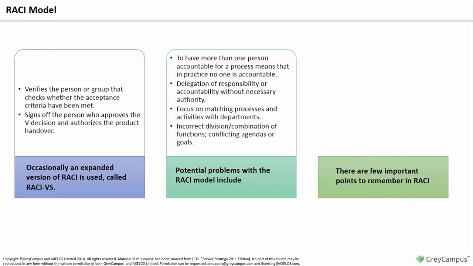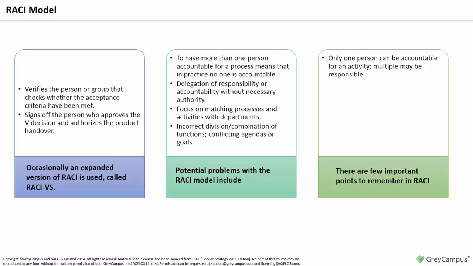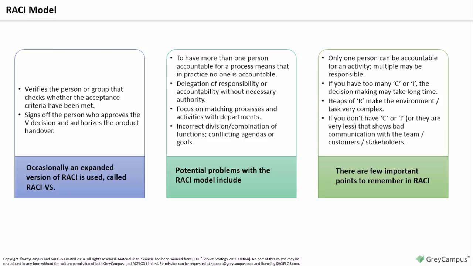There are a few important points to remember in RACI. Only one person can be accountable for an activity. Multiple may be responsible. If you have too many C or I, the decision-making may take a long time. Heaps of R make the environment or task very complex. If you don't have a C or I, or they're much less, that shows bad communication with a team, customers, and stakeholders.